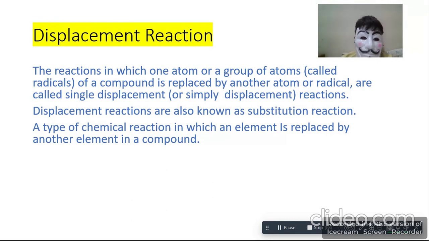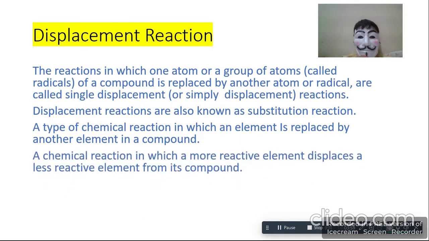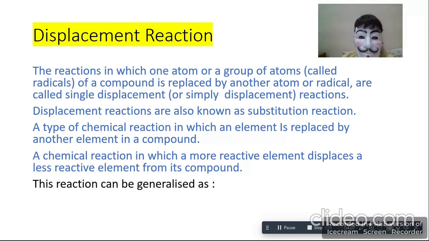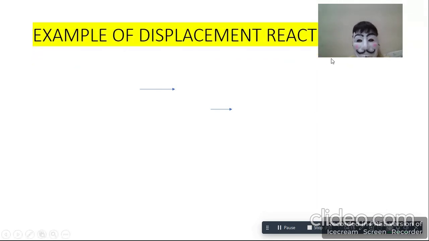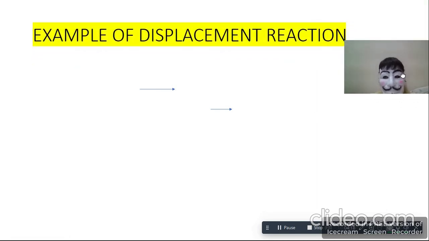In a simpler way, it is a chemical reaction in which a more reactive element displaces a less reactive element from its compound. This reaction can be generalized as A plus BC giving B plus AC. Let's check some examples of displacement reaction.